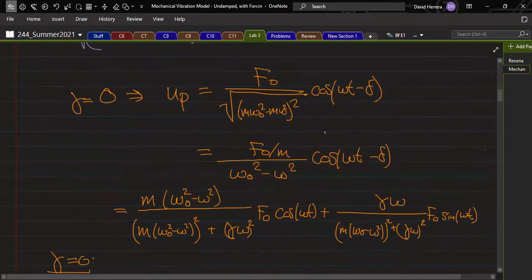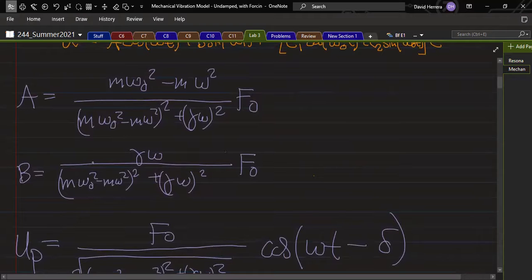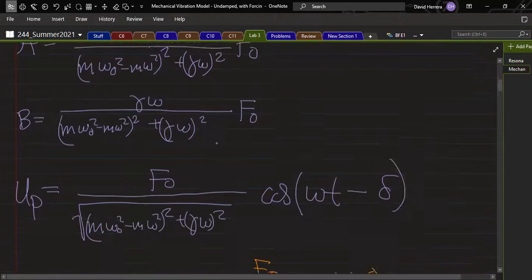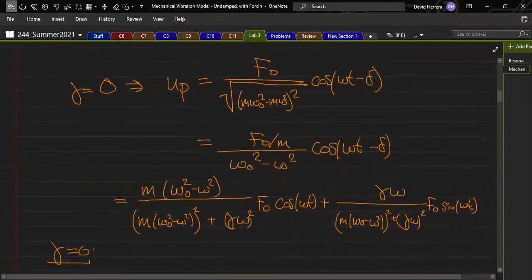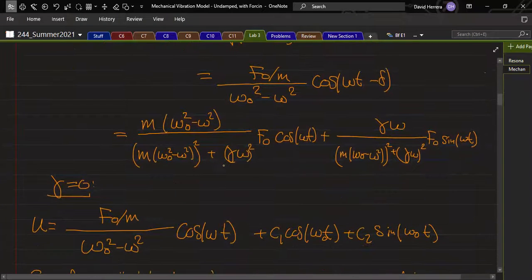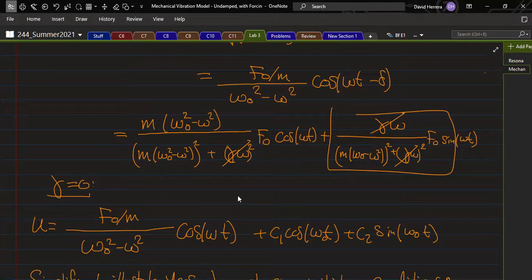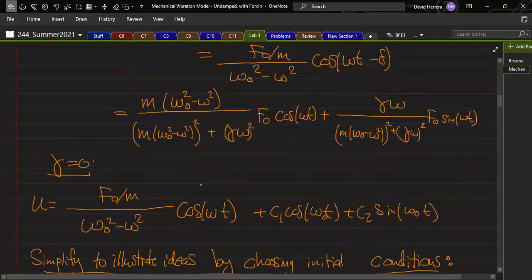You could also write it without this phase form because using gamma equals 0, maybe this is a little cumbersome. So we can go up and rewrite in what A and B are. These are our general forms. So we have this, and if we plug in gamma equals 0, then this term cancels, and this term. So this whole term cancels, and then this simplifies. So what we get is this.